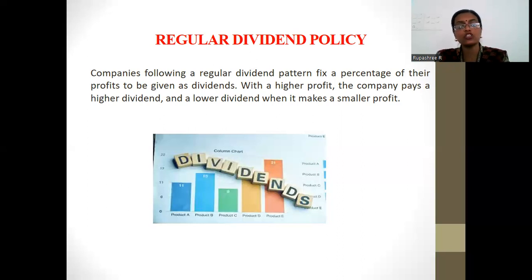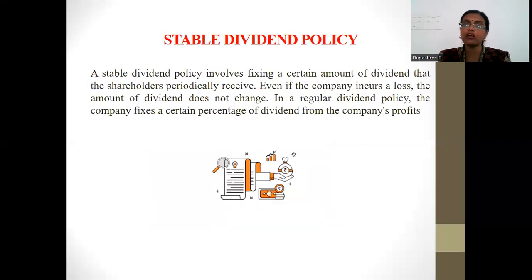So the amount to be paid as dividends depends upon the profit the company earns. If the profit of the company is less, the percentage would still be 10%. If the profit of the company is high, the percentage still would be 10%. So under regular dividend policy, the company fixes a percentage of profit as dividends, and not the amount to be paid as dividends. This is known as regular dividend policy.